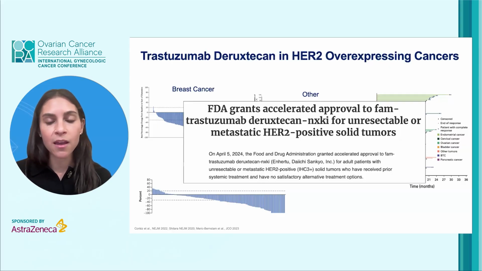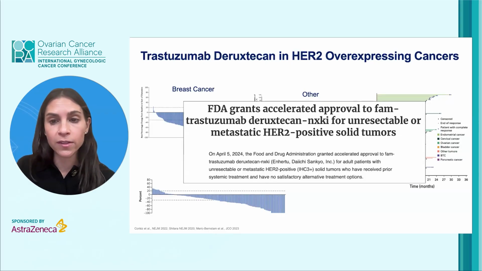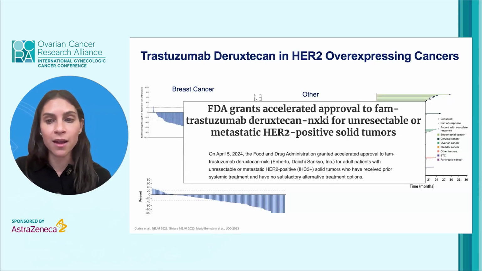And that was defined by immunohistochemistry of 3+. So again, you look under the microscope and you see that there's just a lot of HER2 on the cells. And in those patients, trastuzumab deruxtecan is now FDA approved, regardless of the tumor type, something we call a tumor agnostic approval.